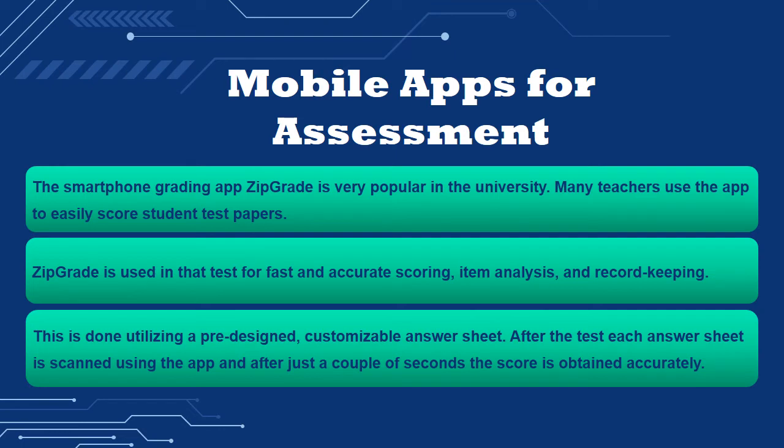The smartphone grading app ZipGrade is popular in the university. Many teachers use the app to easily score student test papers. If you remember, you took an entrance exam before you were admitted to the university. ZipGrade is used in that test for fast and accurate scoring, item analysis, and record keeping. This is done utilizing a pre-designed customized answer sheet.